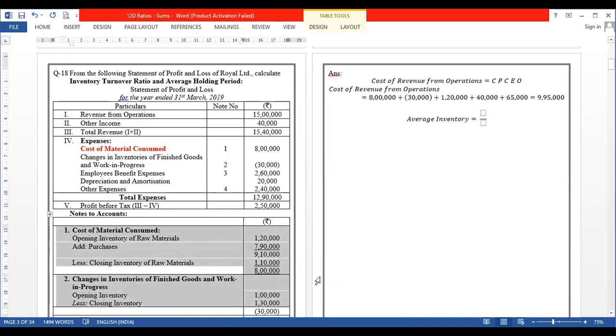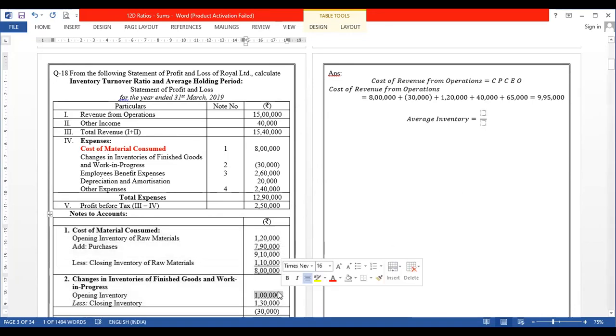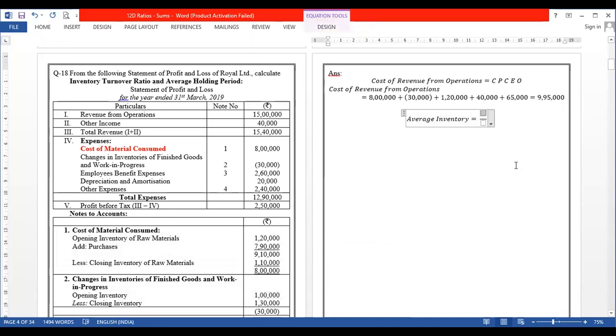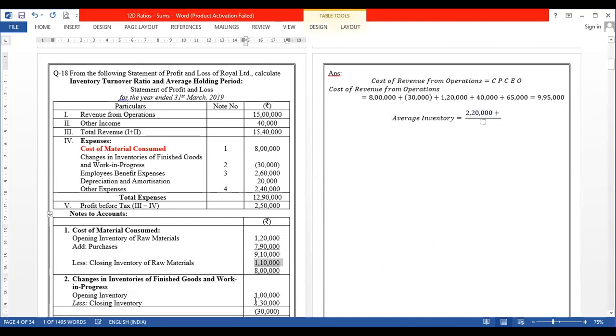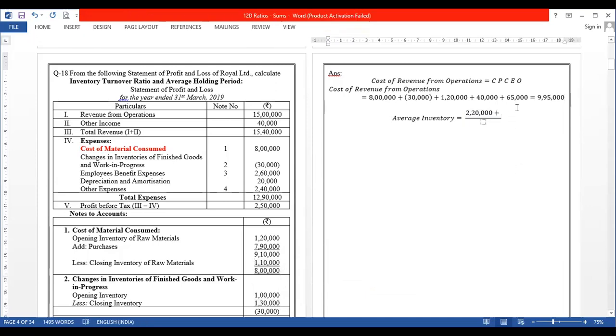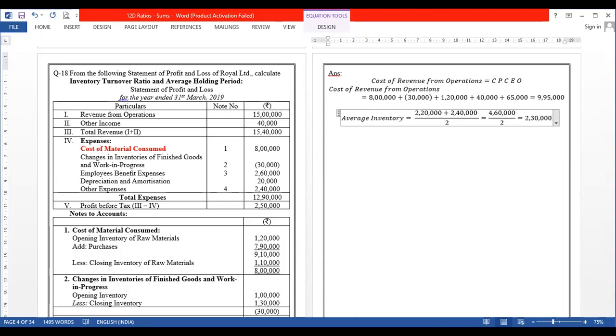Now, if I have to see the opening inventory, it can be seen as rupees 1,20,000 for raw material and all others 1 lakh. So let me write this over here, 1,20,000 plus 1 lakh, that is 2,20,000 as opening, correct? For closing, closing of raw material can be seen as 1,10,000 and 130 for others. So 110 plus 130, that's 240. So let me add over here 2,40,000 and then divided by 2. 220 plus 240 is 460. 460 divided by 2, so that will be 2,30,000. That's my average inventory.